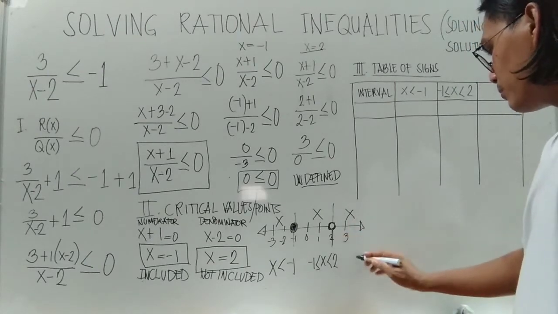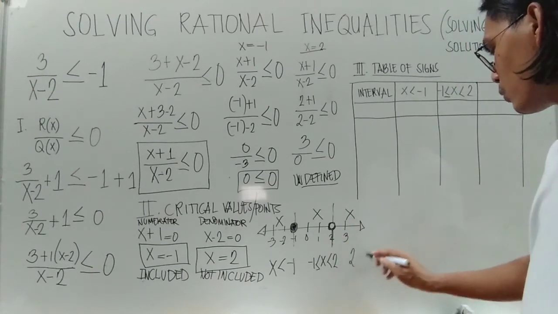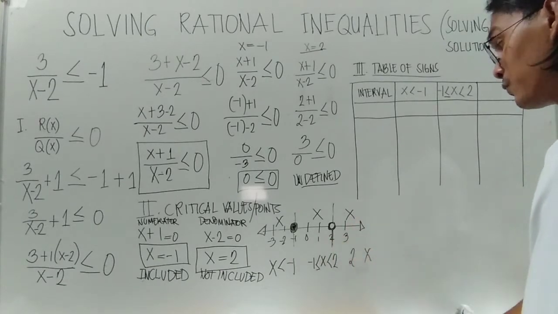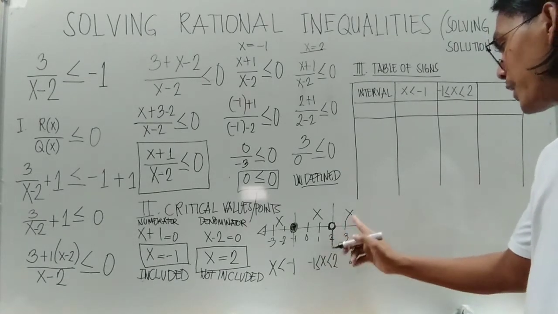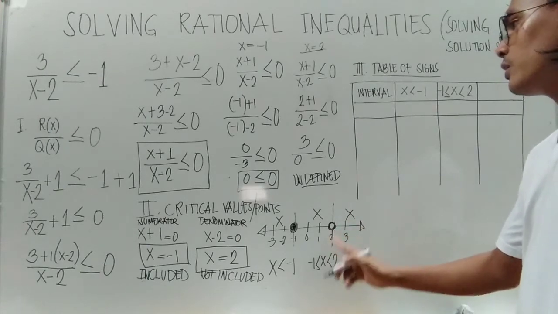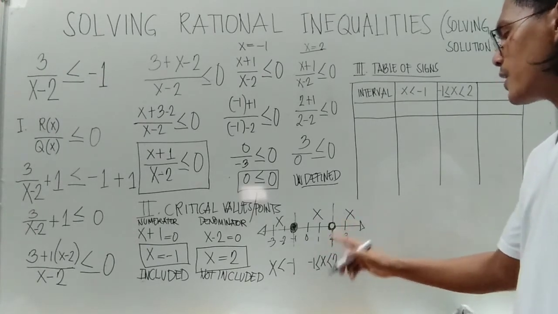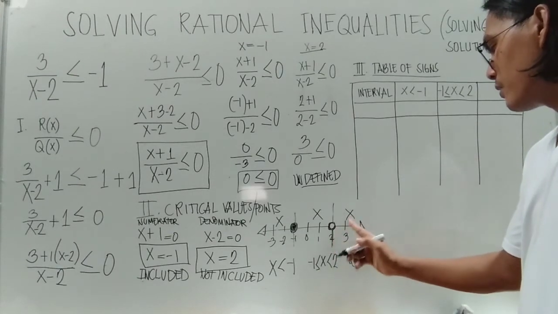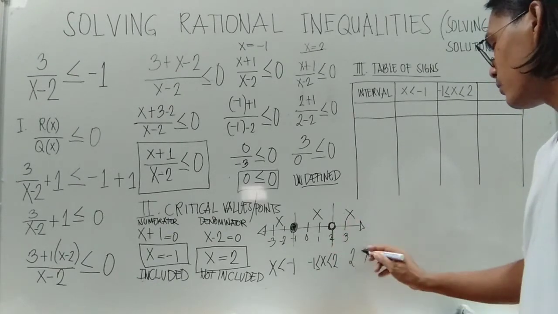Okay? So comparing 2 and x, there is your number 2 and x. So which is greater, 2 or x? So again, the number or the value on the right side will always be greater. So between 2 and x, x is on the right side.